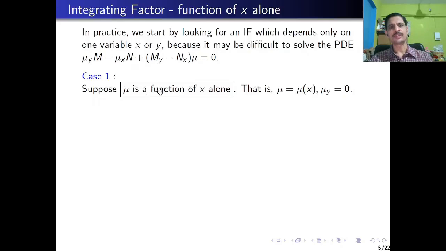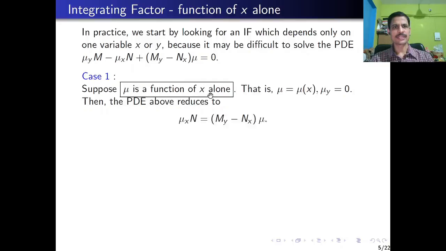So as I said, we are assuming mu to be a function of x. So mu is equal to mu(x), and mu_y, that is the derivative of mu with respect to y, is 0 because it is a function of x alone. If we substitute this in the given differential equation, the first term is 0 here, so the PDE reduces to the following. Now here we bring this N from the left hand side to the denominator on the right hand side. So we get d mu by dx is equal to (M_y minus N_x) divided by N, times mu.